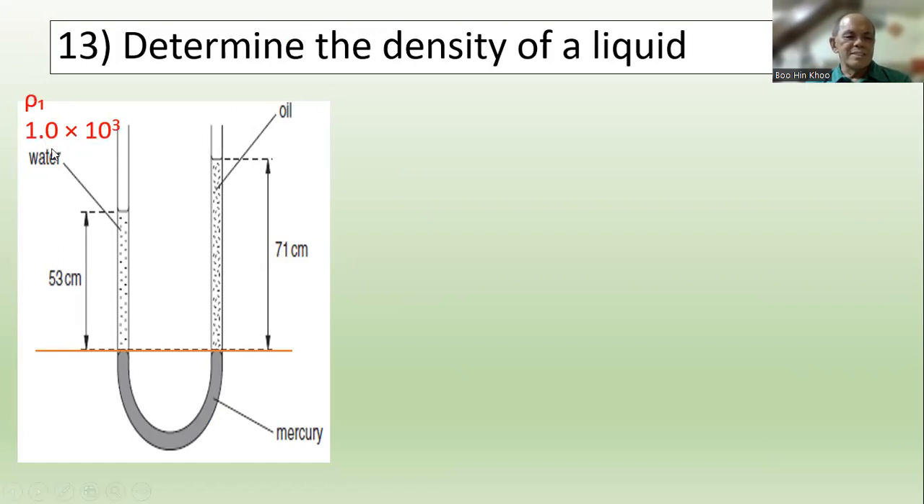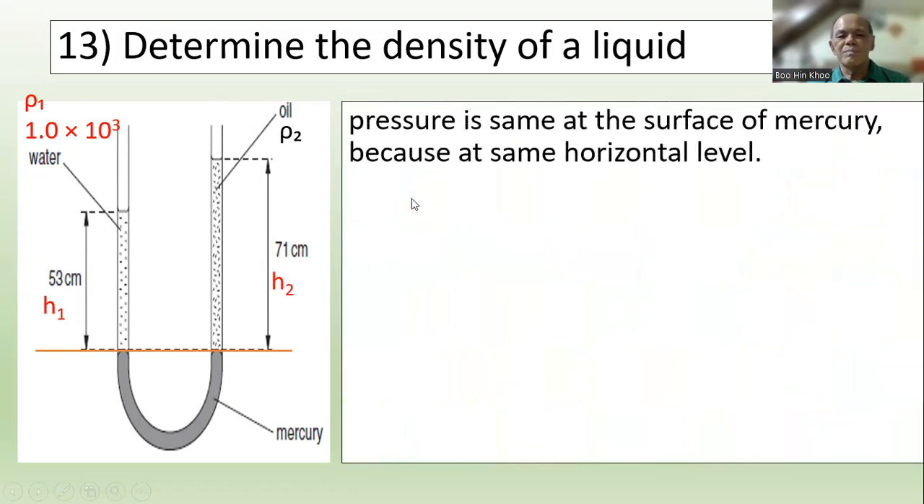Water has density rho 1, height H1. Oil has density rho 2, height H2. Pressure is the same at the surface of mercury. There's a mercury, at the same level. Pressure here is equal to pressure there. As I said, it's like a level balance. H rho G is the same for both sides.